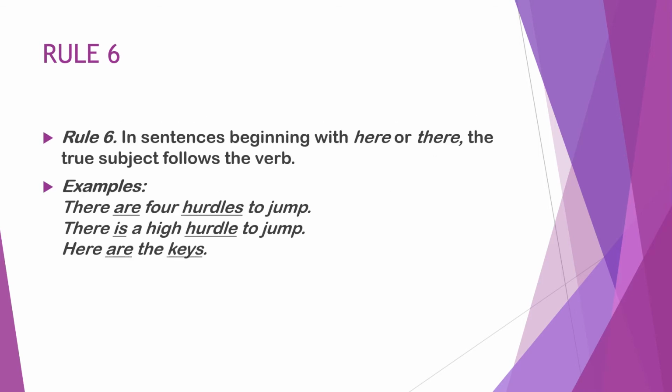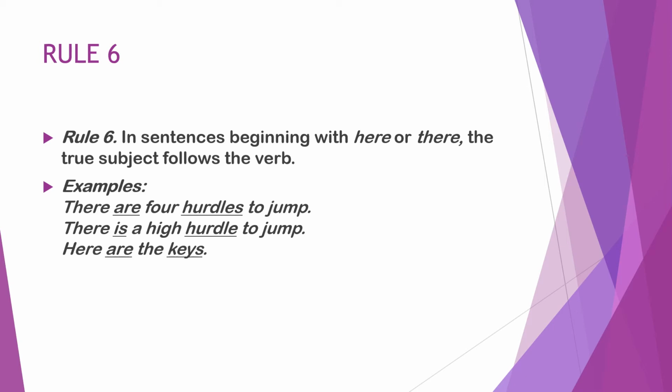Rule 6. In sentences that begin with here or there, the true subject follows the verb. Again, the verb agrees with the subject nearest to it. There are 4 hurdles to jump. Why "are"? Because there are 4 hurdles. The "are" refers to how many hurdles? 4. There is a high hurdle.